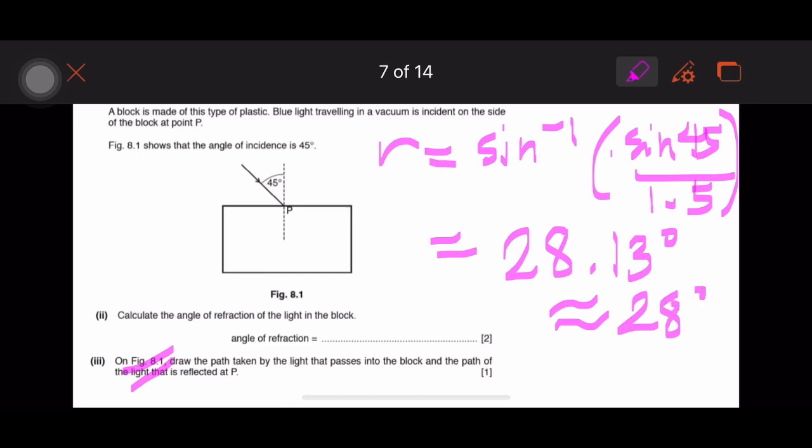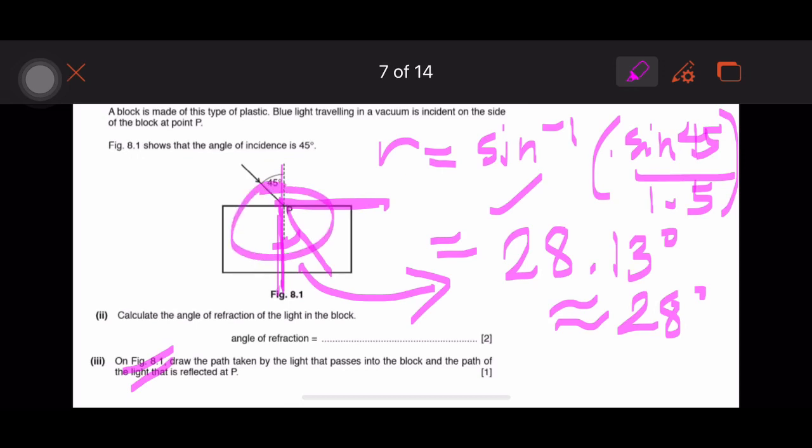Okay, so you are going to draw it, use your protractors. You're going to draw it here, and you're going to measure it from the normal, not from here. It should be from this side, the normal. So this should be 28 degrees if you're going to draw it in your notebooks. So the angle of refraction is 28.13 degrees, rounded off to 28 degrees, and you're going to draw it later on. Okay, that's it for this problem.